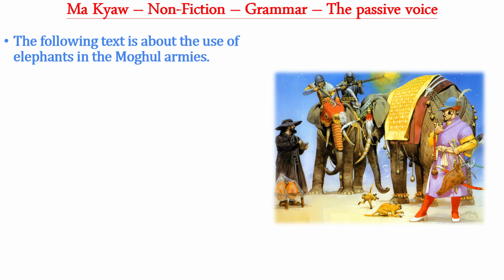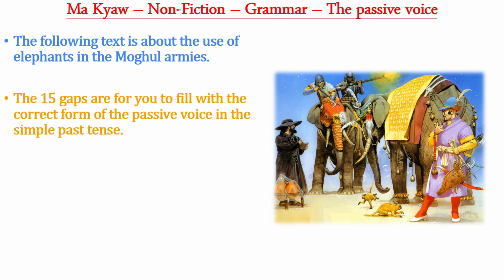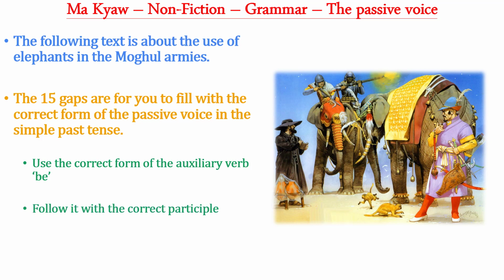The following text is about the use of elephants in the Mughal armies. The 15 gaps are for you to fill with the correct form of the passive voice in the simple past tense. Use the correct form of the auxiliary verb be. Follow it with the correct participle. For example, if the word bought is used in the active verb phrase, then we need to convert it into were bought. Okay. So now we look at the text.